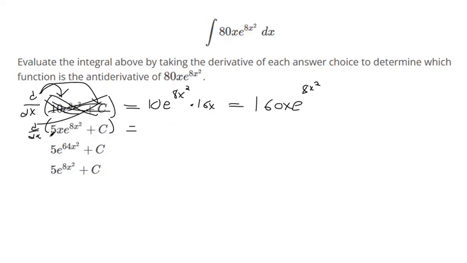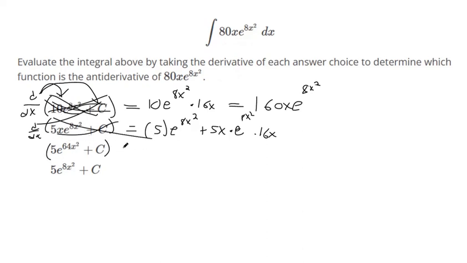So this one's more complicated. We need the product rule, right? Because this is a function of x and this is a function of x. So we take a derivative of the first function times the second function kept the same, plus the first function kept the same, times the derivative of the second function, which we just did, right? The derivative of e to the 8x squared is e to the 8x squared times 16x. And so this is clearly not going to turn back into this when we clean things up and collect like terms, because we're going to have this term left over, 5e to the 8x squared, and there's nothing that matches up there. So this isn't our antiderivative.